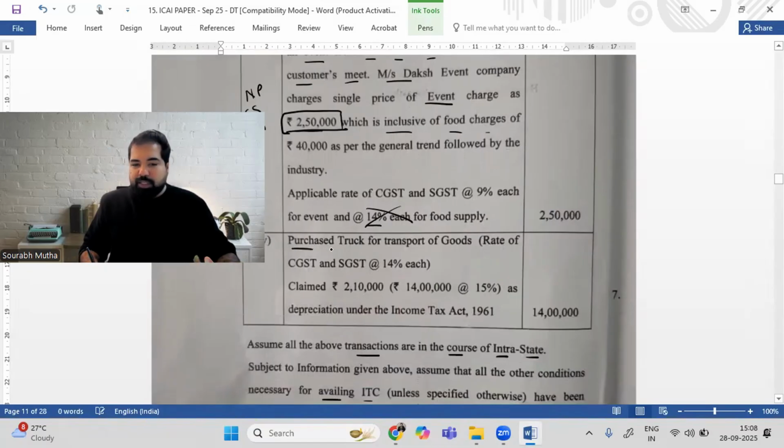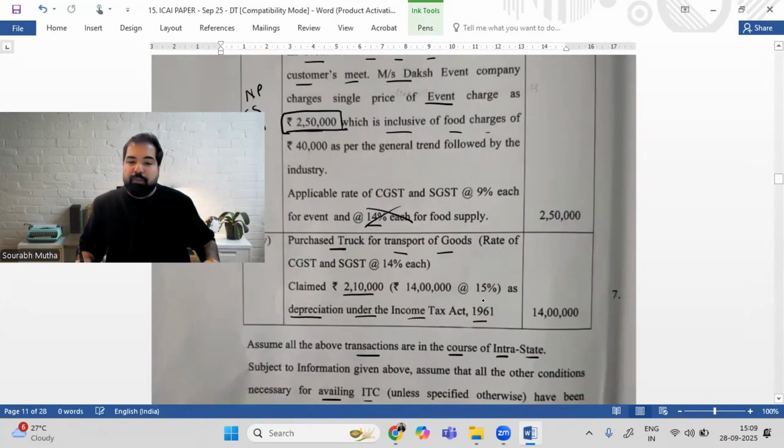Next. Purchase a truck. Guys, truck is a motor vehicle. It's VAM, vessel, aircraft, motor vehicle. But because it's for transportation of goods, is it allowed? Yes. So 2,10,000. But you have basically bought the truck, and as depreciation under the Income Tax Act 1961, you have claimed on the entire amount. You should not have claimed depreciation.